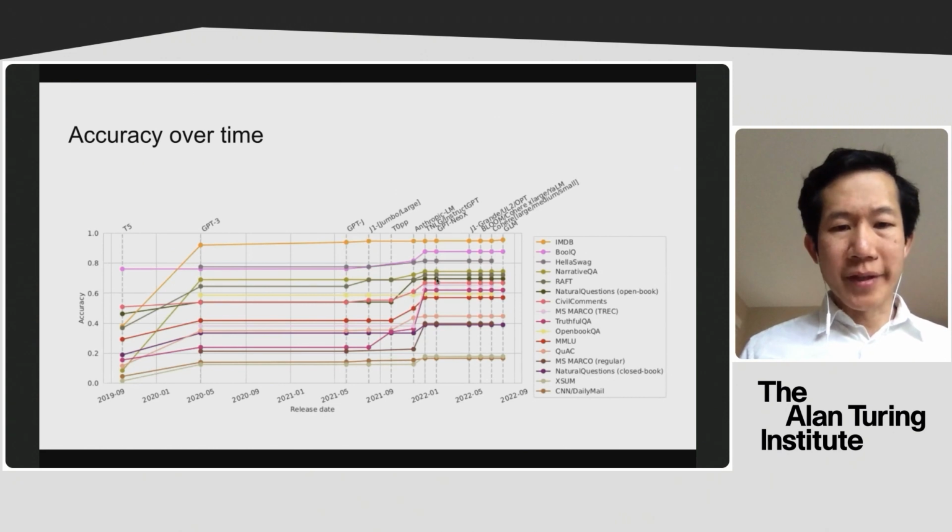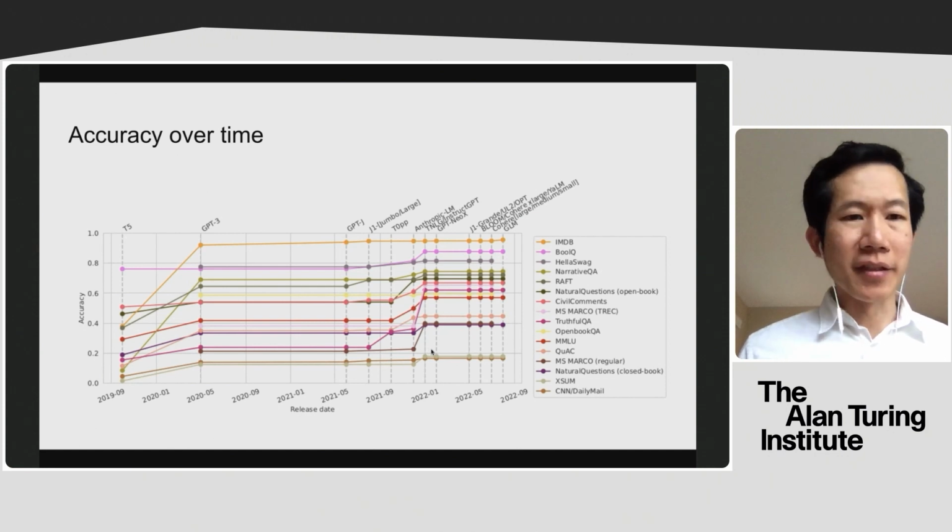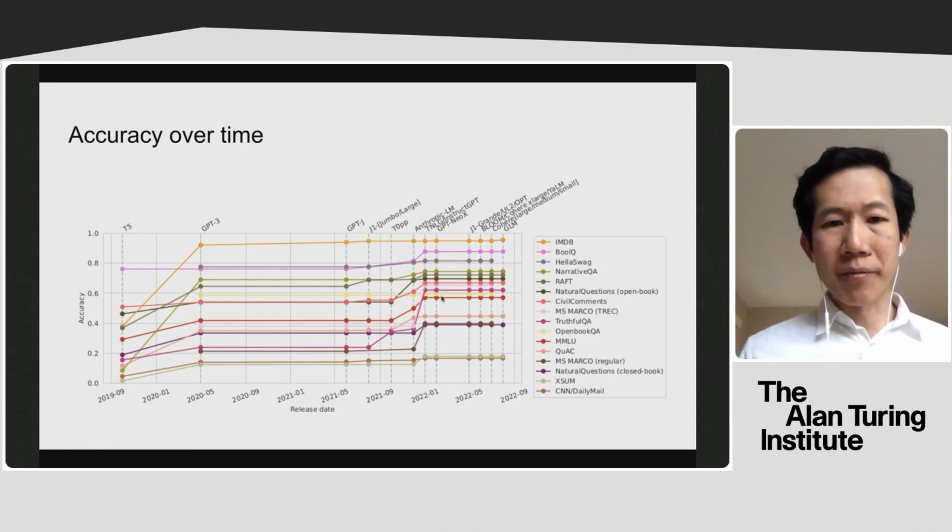This plot just shows that the accuracy over time on various scenarios goes up with additional model releases, as you might expect, with some jumps.